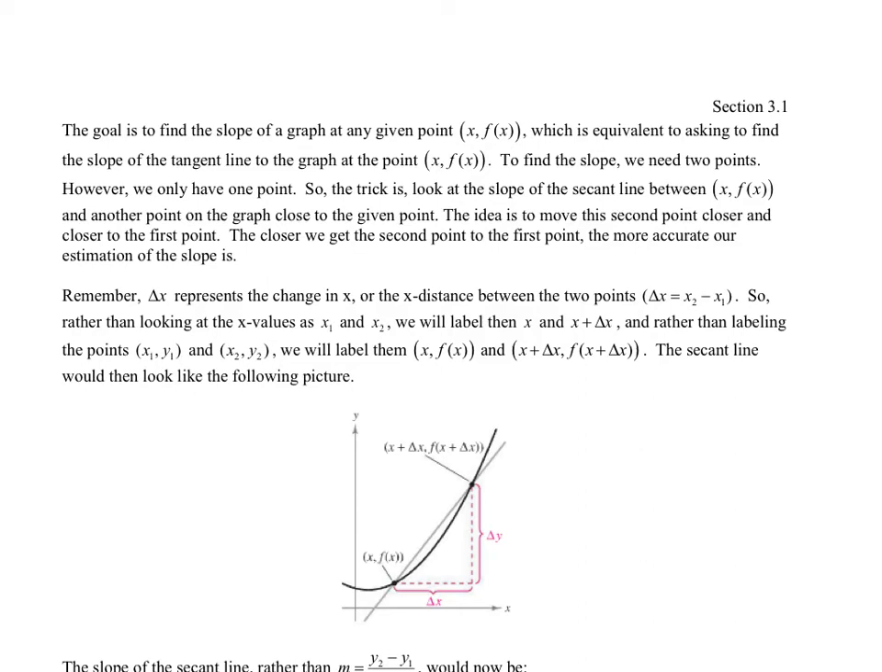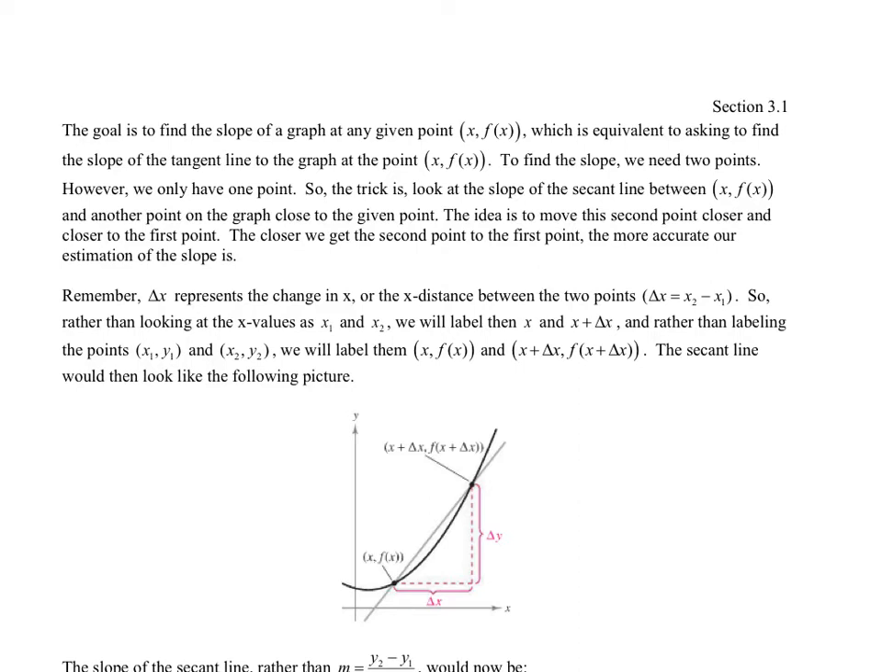The goal is to find the slope of a graph at any point (x, f(x)), which is equivalent to asking to find the slope of the tangent line of the graph at the point (x, f(x)). So again, we're trying to find a slope at one point. How do we do that when the formula for slope requires 2 points? To find the slope, we need 2 points. However, we only have 1 point.